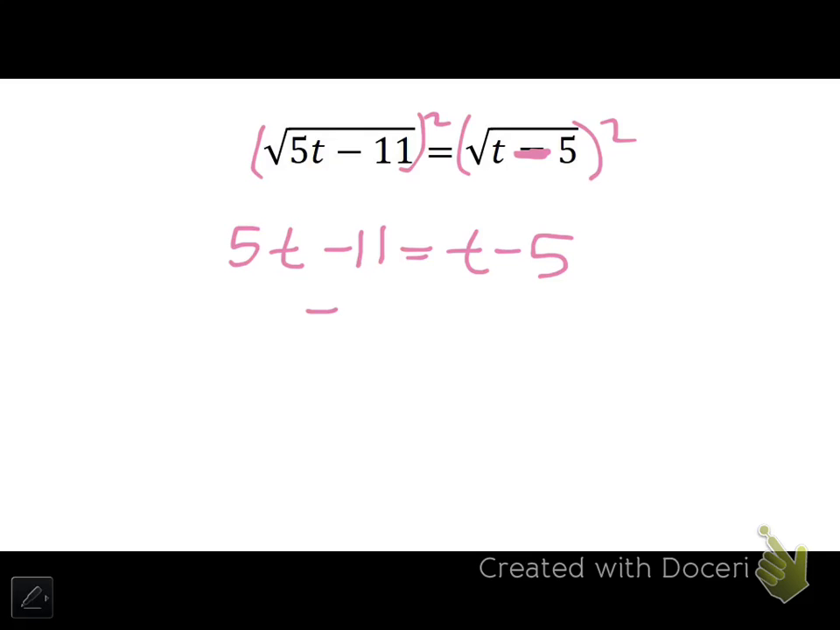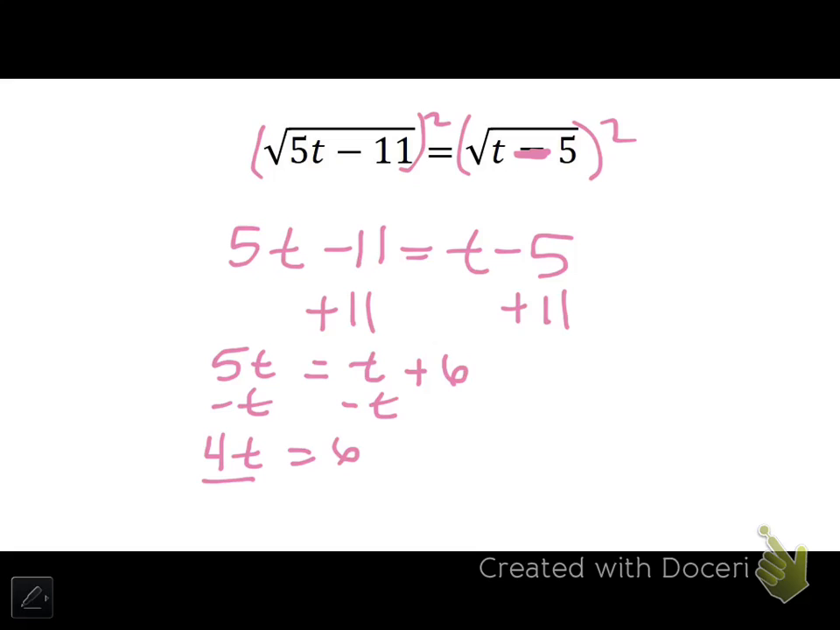So I'm going to get my t's by itself, so I'm going to add 11. Negative 5 plus 11 is positive 6. We're going to subtract t. We're going to get 4t equals 6. Divide by 4. We're going to get t equals, simplify 6 over 4, which is 3 over 2.